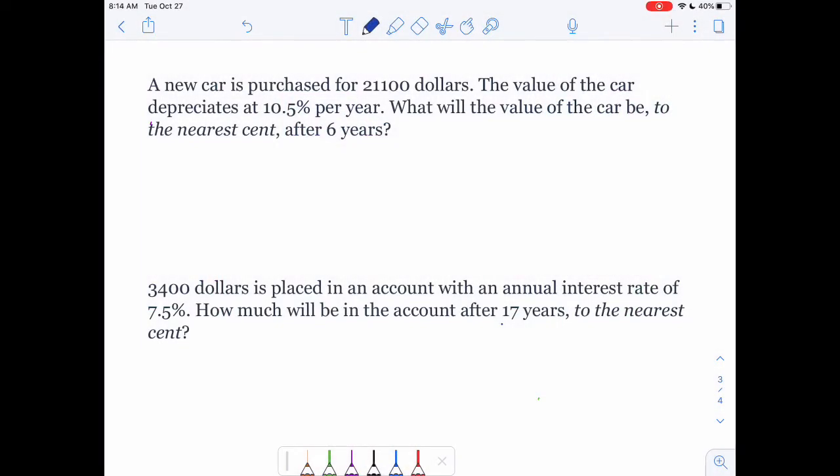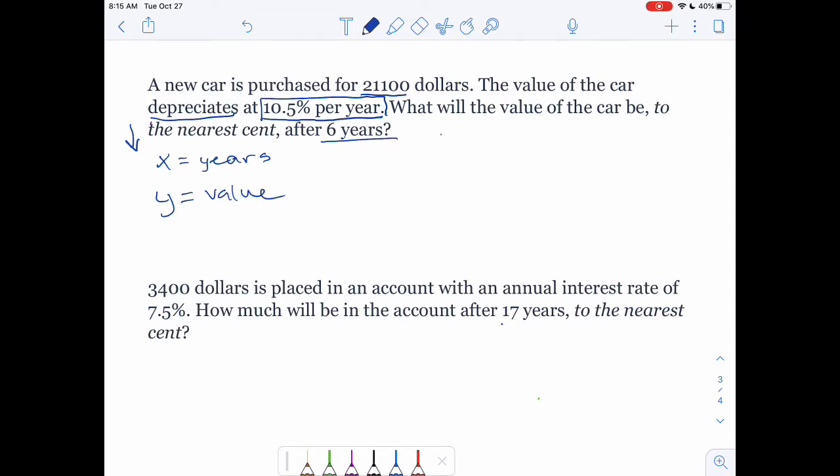Let's take a look at some examples. Example 1, a new car is purchased for $21,100. The value of the car depreciates, meaning decreases, at 10.5% per year. What will the value of the car be after 6 years? So let's define our variables. X is going to be our number of years because our depreciation rate was in years, and Y will be the value of the car.